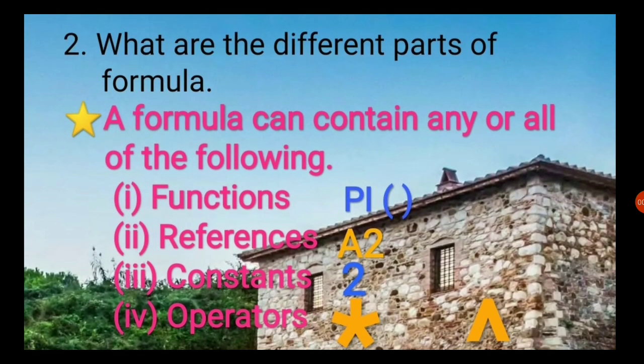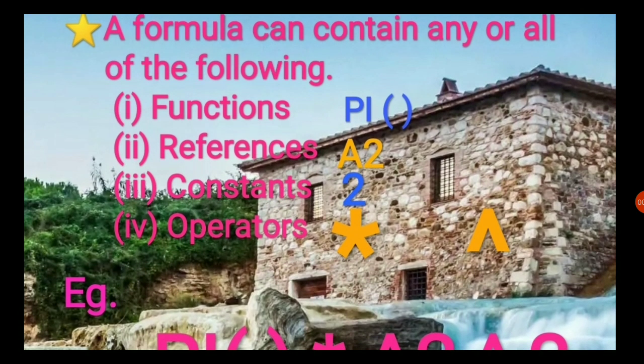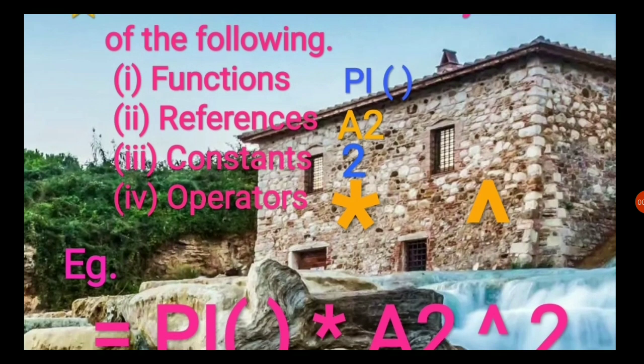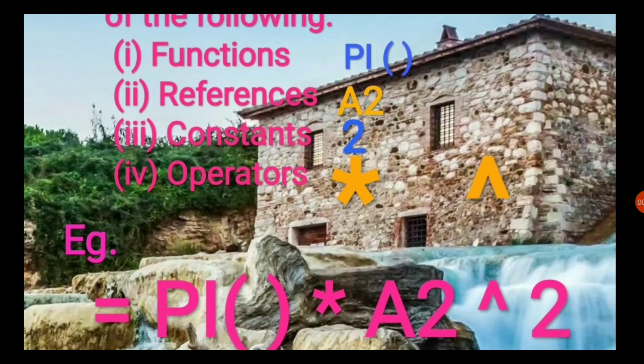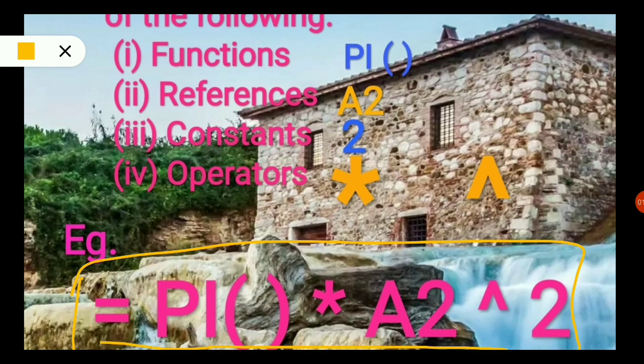Second question, what are the different parts of formula? A formula can contain any or all the following parts. First one is functions, references, constants and operators. You have to write this example and then explain. Equal to pi, open bracket, close bracket, asterisk A2 caret 2. In this, which is a function?